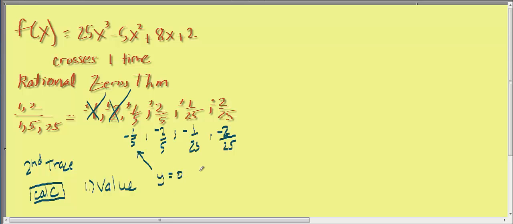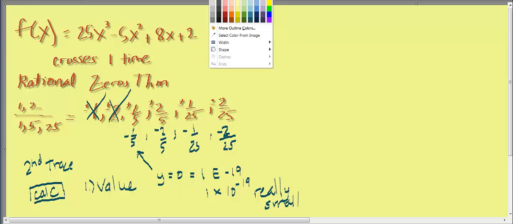What you'll find when you plug them all in is this is the only one that's going to give you y is 0. And sometimes your calculator gives you a weird answer like 1e to like negative 19 or something really weird. This just means 1 times 10 to the negative 19. This just means that it's really small. And honestly, it's just an error message for your calculator. You want to realize that your calculator does make errors sometimes, but we can say that y is equal to 0. Okay, so we have that.